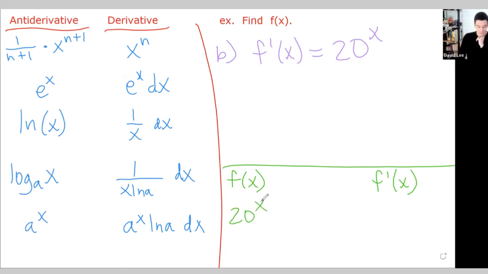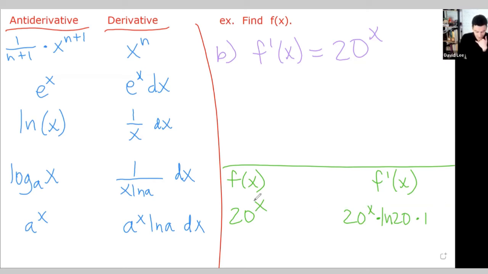Let's find the derivative. What is the derivative of 20 to the x? Well, earlier today we said that the derivative of something like this would be 20 to the x times ln of 20 times 1. The 1 comes from the derivative of this guy, by the chain rule. The derivative of x is just 1.